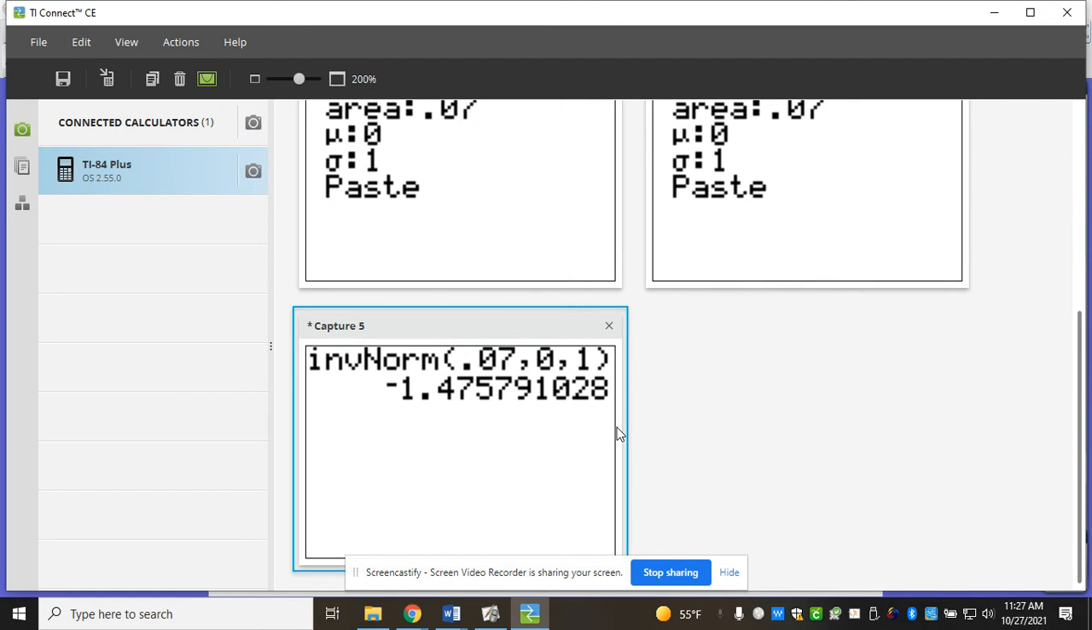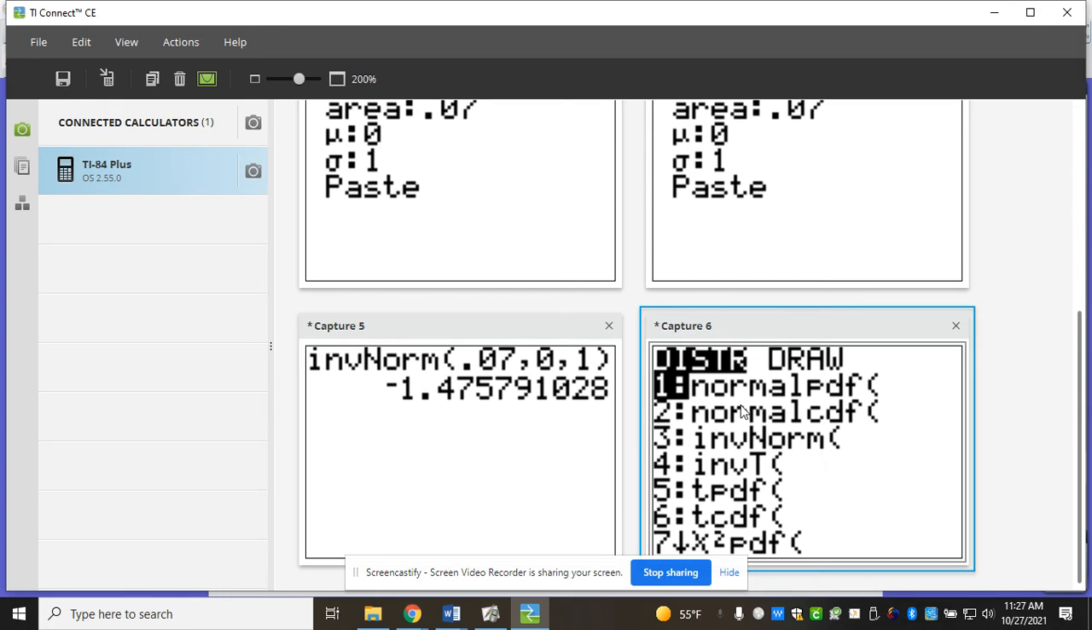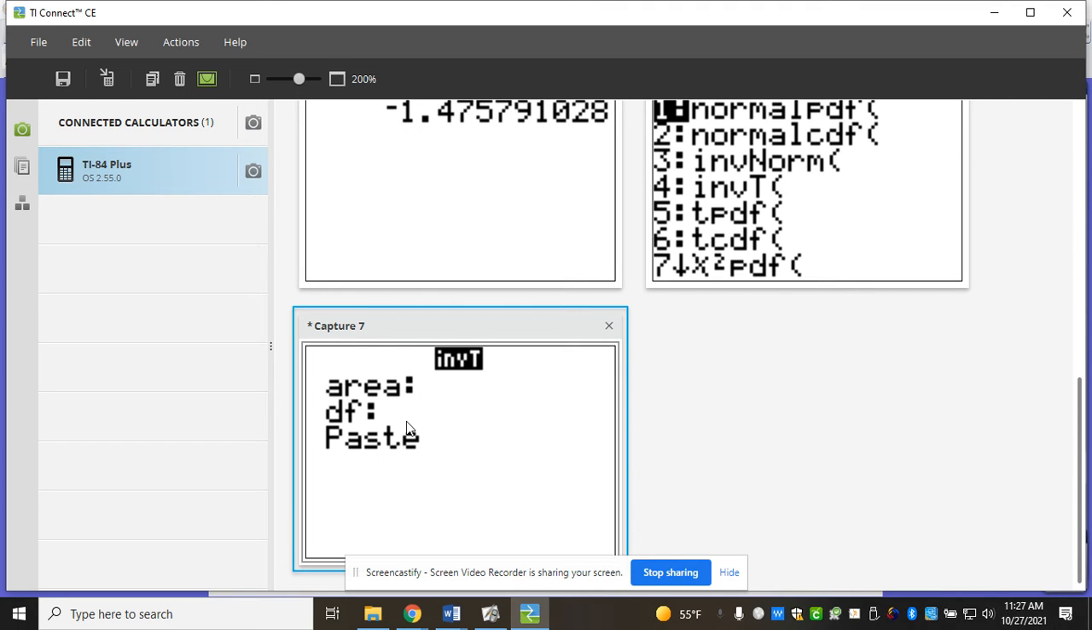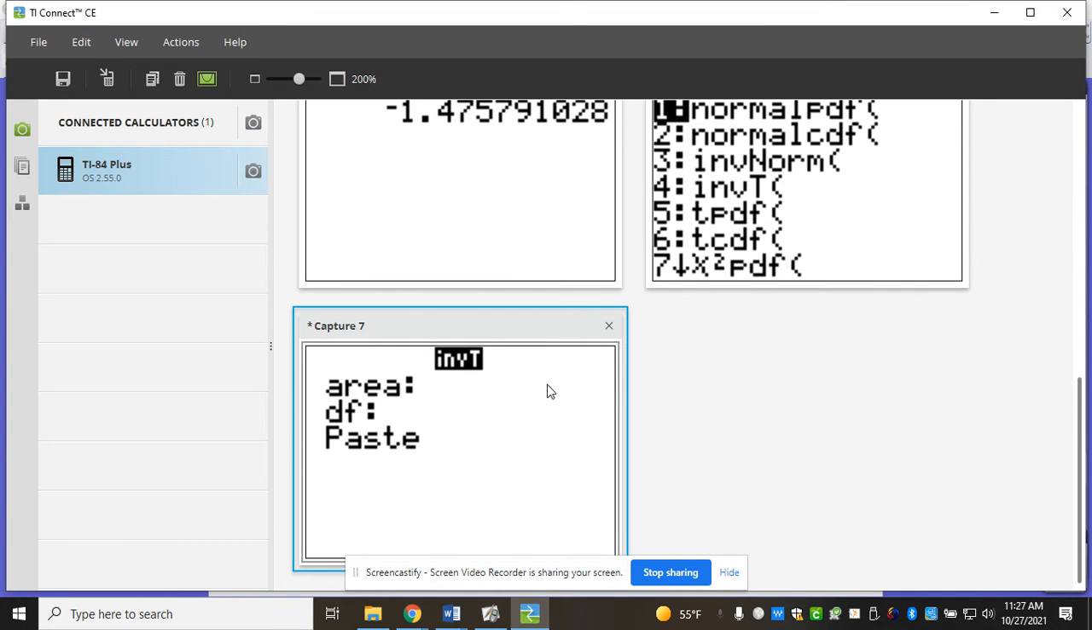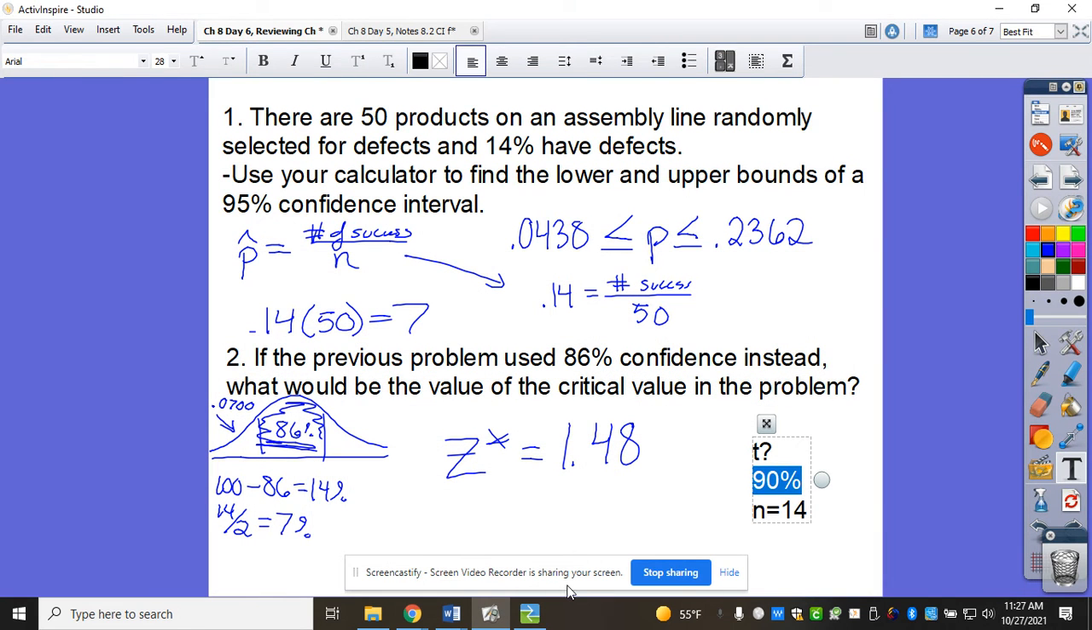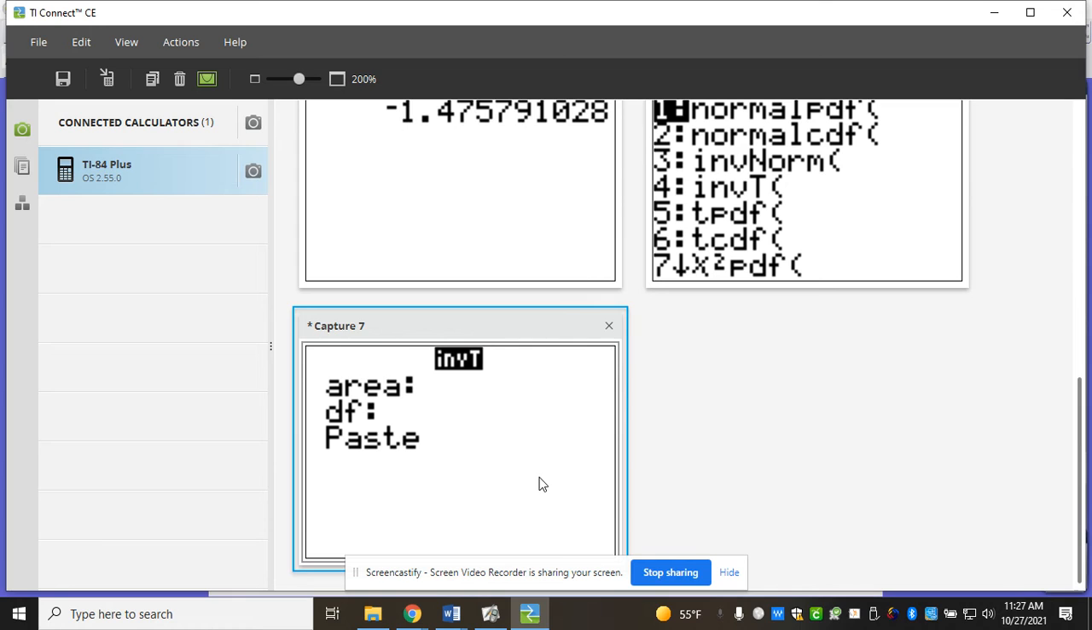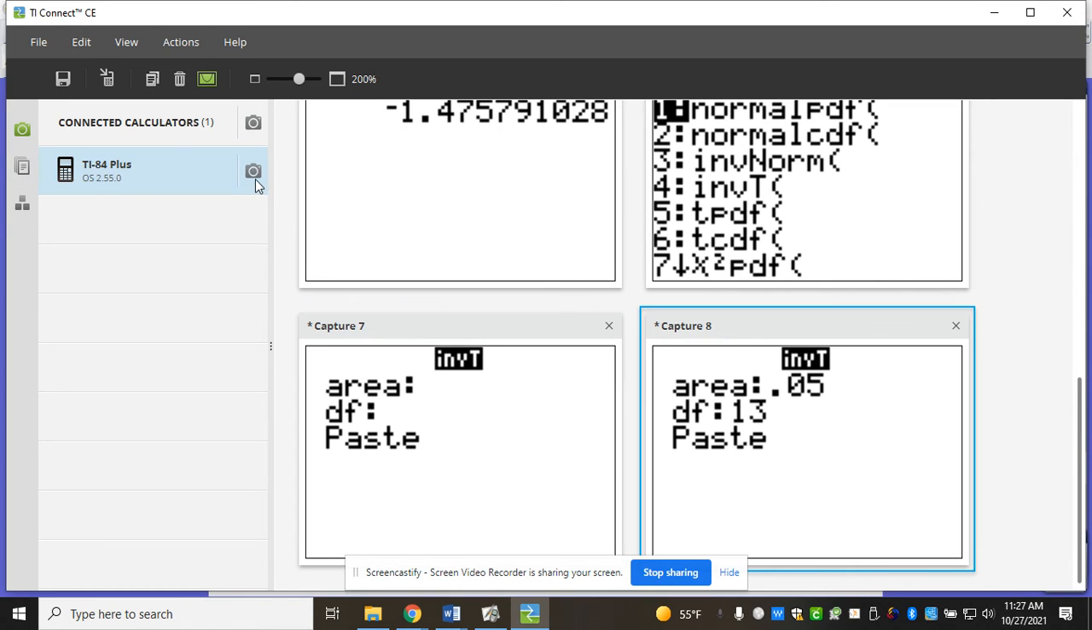If you go to second distribution, inverse t, the only thing it prompts you for is area and degrees of freedom. So I still have to think through this part again. If 90% is in the middle, how much is in each tail? 0.05. What would my degrees of freedom be if my n is 14? 13. So inverse normal is when we're doing inverse t? Yes, and inverse t is with t.